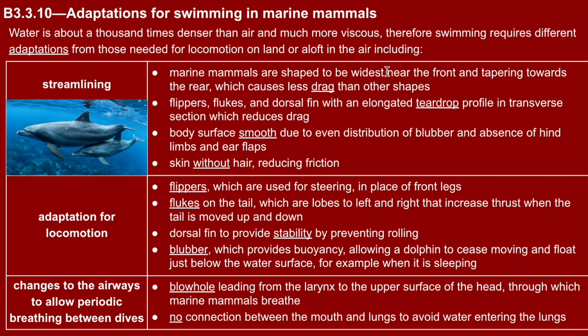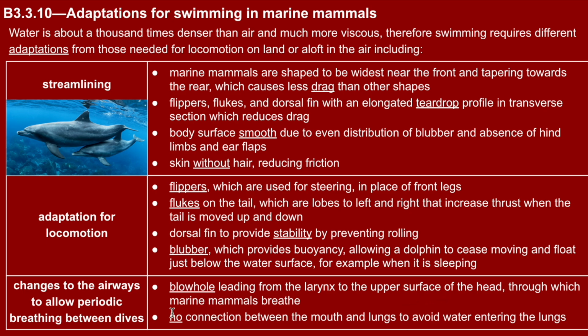They're widest near the front and taper toward the rear, which causes less drag. They have that elongated teardrop profile, which reduces drag. Their body surface is smooth. There's no hind limbs or ear flaps, and they don't have any hair on their skin, which reduces friction. Adaptations for locomotion: they have flippers used for steering in place of front legs. Flukes on the tail can go up and down and increase thrust. The dorsal fin provides stability by preventing rolling. They have blubber, which provides buoyancy.